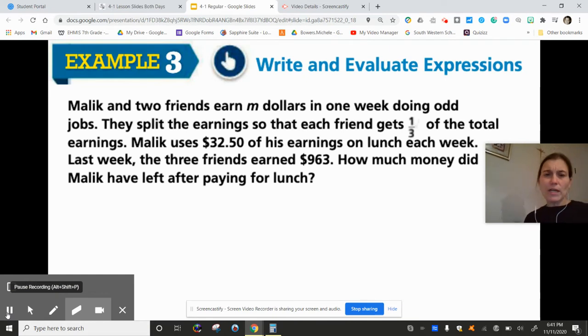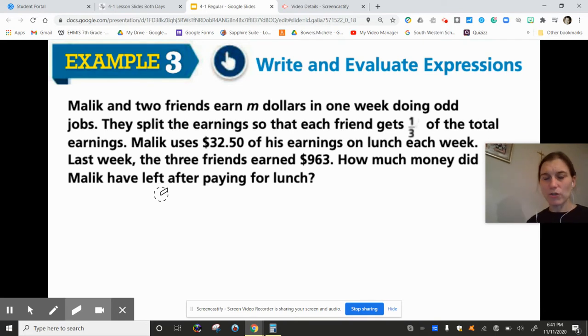So this one's a little more complicated. Actually, we're going to do 2 things. It says we're going to first write an expression, and then we're going to evaluate the expression, because the goal is how much money did they have left after paying for lunch. So Malik and his 2 friends earn $M in 1 week doing odd jobs. They split the earnings so that each friend gets 1/3 of the earnings.